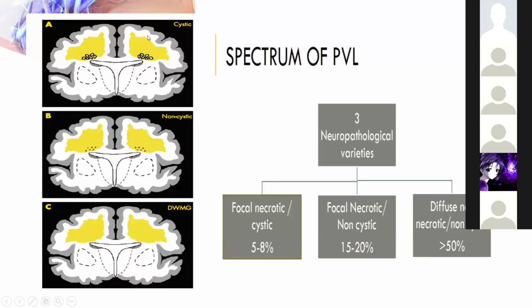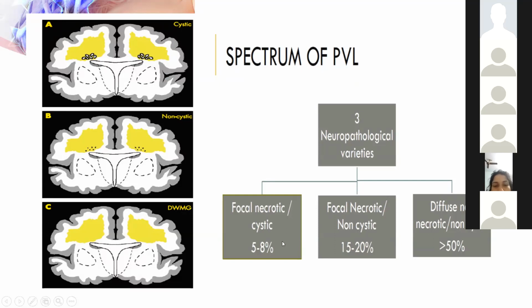What is shown on the left is the pattern of injury. Again, there are small annotations here which are describing the pattern of injury. You have small necrosis which has healed with cysts here. You have again lesions. I'll be describing these lesions in the coming slides. This is focal necrotic non-cystic type of PVL. This is non-necrotic, non-cystic type of PVL, which is also described by some authors as diffuse white matter injury.